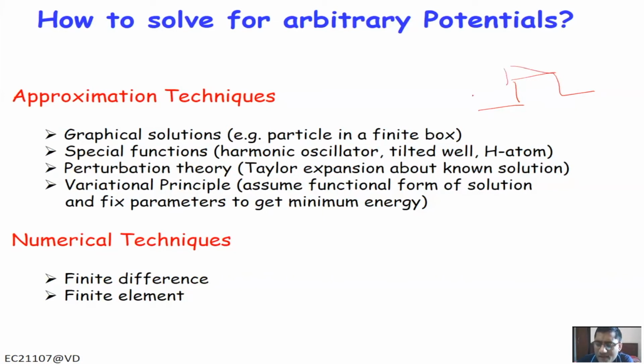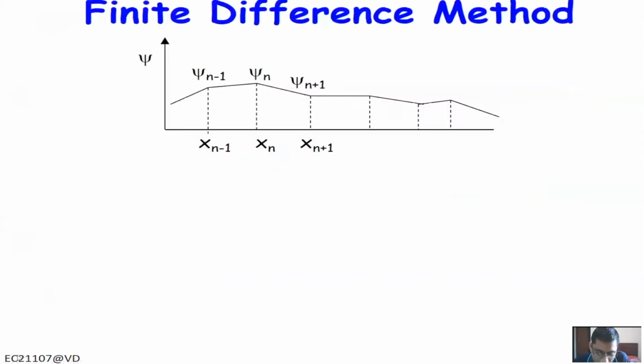You can refer to any modern physics book where the solution of the Schrodinger equation for the hydrogen atom is described. We can also use perturbation theory and the variation principle. So these are our analytical techniques. Numerical techniques can be based on finite difference or finite element. In this lecture, we will briefly discuss finite difference: how can we solve the Schrodinger equation using finite difference?